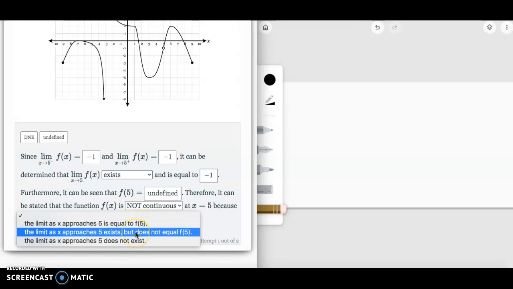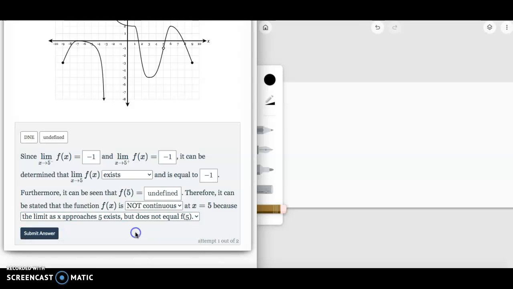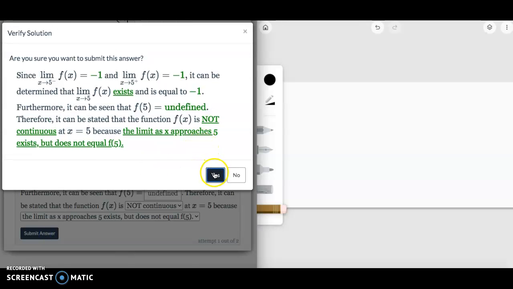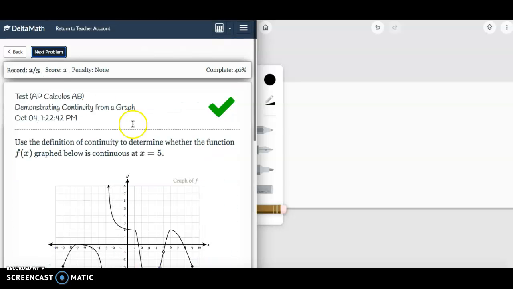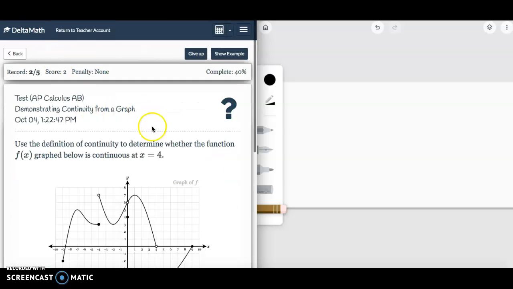Nope. The limit as x approaches 5 exists but does not equal f of 5. Yes, that would be it, right? Because my limit exists, but it's not equal to f of 5. There we go. I like those ones. I'm going to try one more, just for fun.